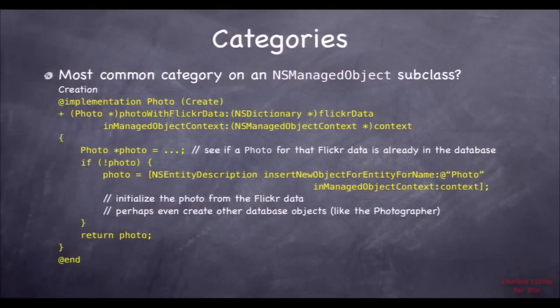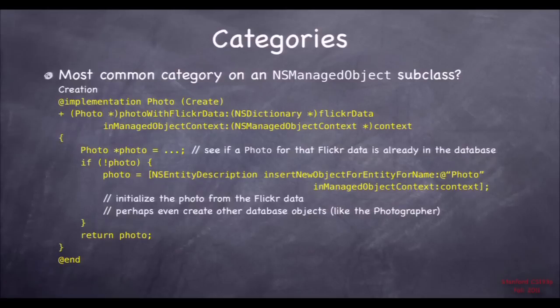Creation. We very commonly have a Photo+Create category, and what it does is provide a factory method to do that insertNewObjectForEntityForName for you. And why do we do this? Because usually inserting a new object in the database is not enough, because that photo has all nil attributes, right? So here's an example of where I'm saying, give me a photo with this following Flickr data. It does the insert new entity for name, but then it takes all the Flickr data, sets all the attributes up into some nice state, and then returns it.